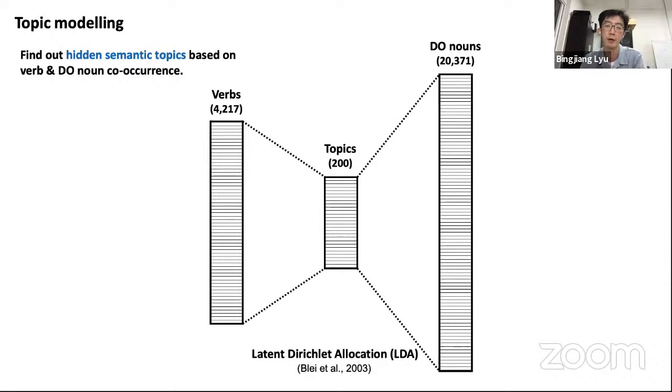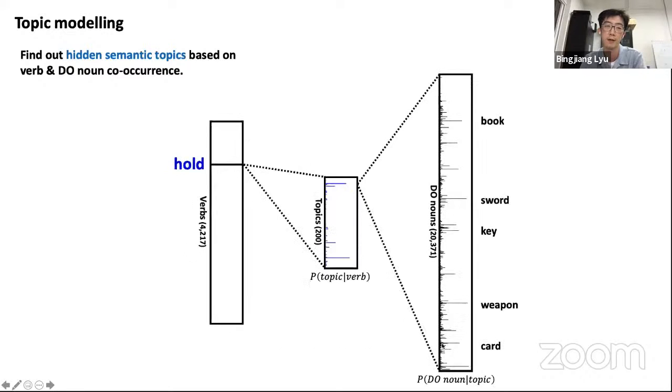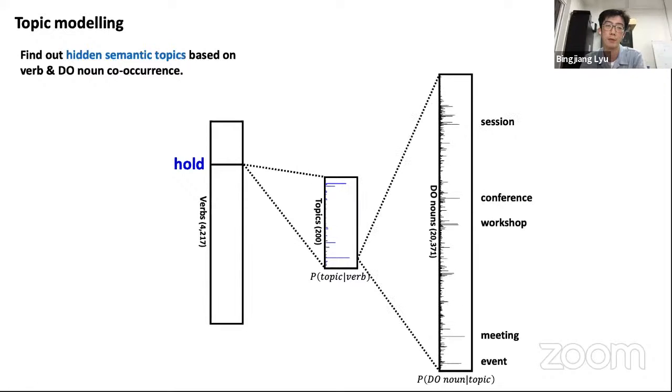Based on such verb and noun co-occurrence, we conducted topic modeling. This resulted in 200 hidden semantic topics and 2 levels of probabilistic distributions. Each verb can be represented as a distribution over 200 semantic topics, while each topic itself is another distribution over the whole vocabulary of nouns. For example, in the topic distribution of hold, one topic it prefers is about things that are light or small. So this topic captures one meaning of hold, which is to have something in your hand. Another topic it prefers is something like a meeting or conference, so it captures another meaning of hold, which is to have an event.